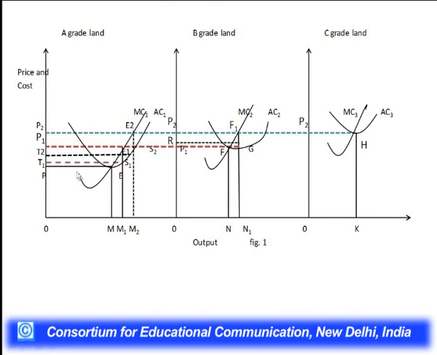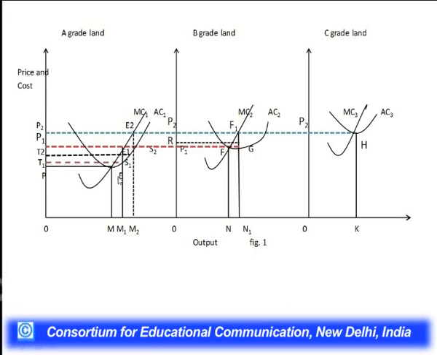Now as demand for production rises and more labor and capital is employed on the same land, output rises to OM1. But this is done with increased cost, so now the price rises to OP1. So at OP1 price, there is rent on the land, and that is P1, E1, S1 and T1.